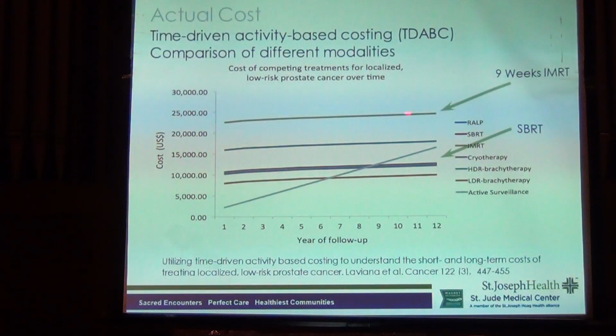This is standard 9 weeks radiation. This has been our standard for 30 years. Although IMRT is a newer technology, 20 years, it's significantly higher than the SBRT number. Okay? It's pretty obvious in here.